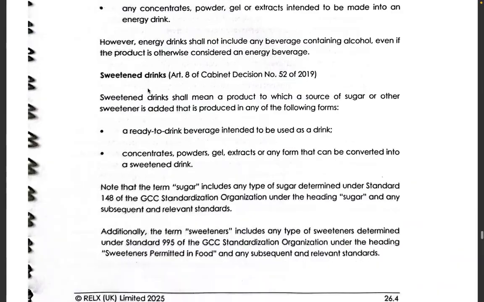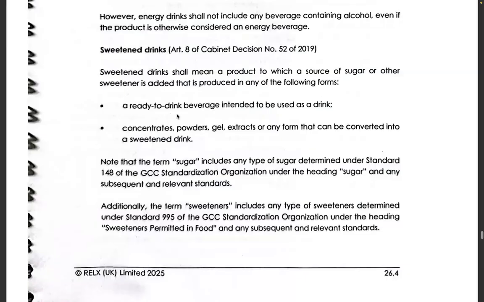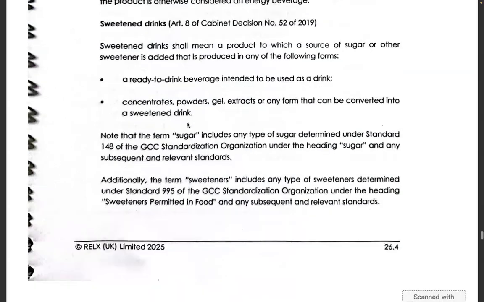Sweetened drinks. Sweetened drinks shall mean a product to which a source of sugar or other sweetener is added that is produced in any of the following forms. A ready-to-drink beverage intended to be used as a drink. Concentrates, powders, gel, extracts, or any other form that can be converted into a sweetened drink, like Tang and all that.